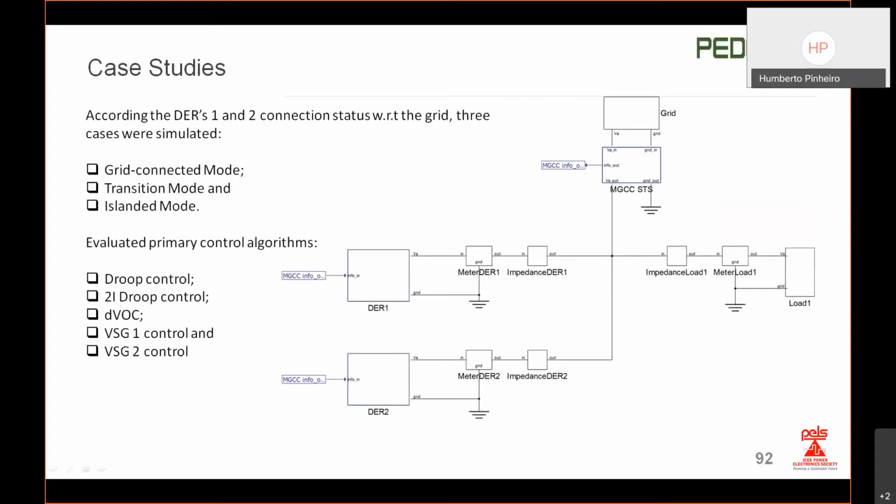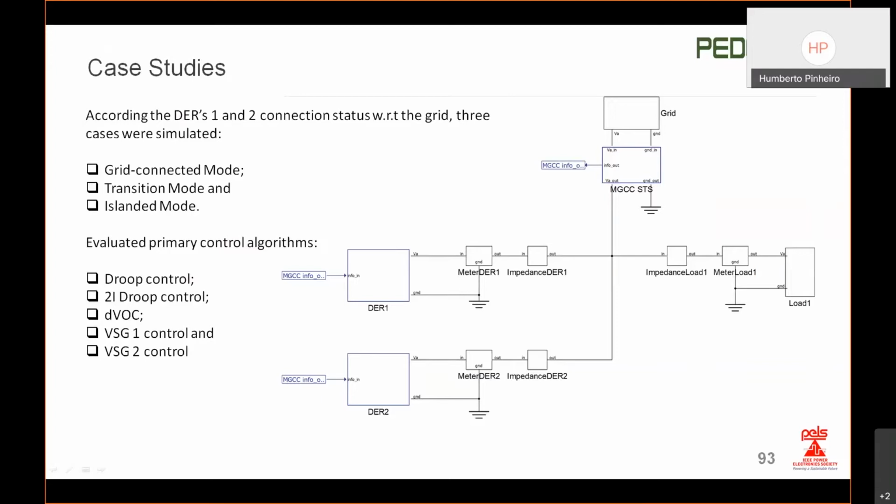Okay, let's move ahead. In order to evaluate and compare the performance of the different primary controllers derivative, let us define a case study. The microgrid that we use to compare these controllers is comprised of 2 identical distributed energy resources feeding linear and nonlinear loads, and we consider both the grid connected and the island mode, as well as the transitions.